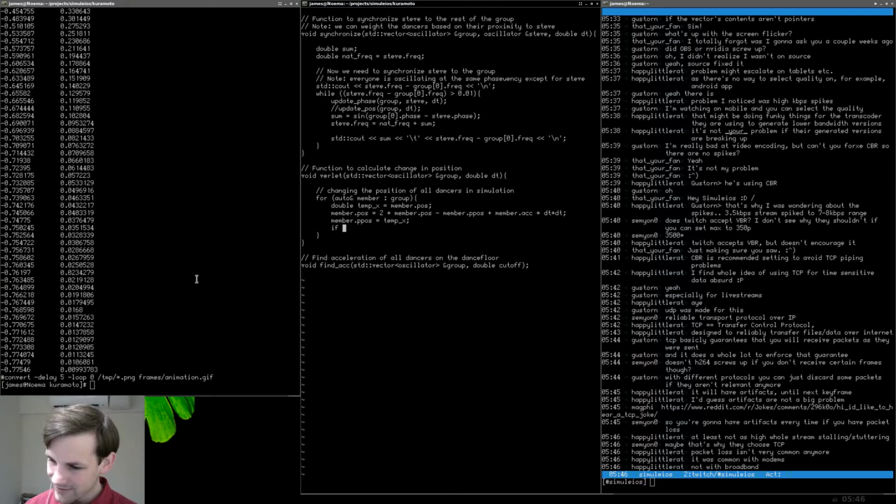Packet loss isn't very common anymore. It was common with modems, not with broadband. Fair enough.